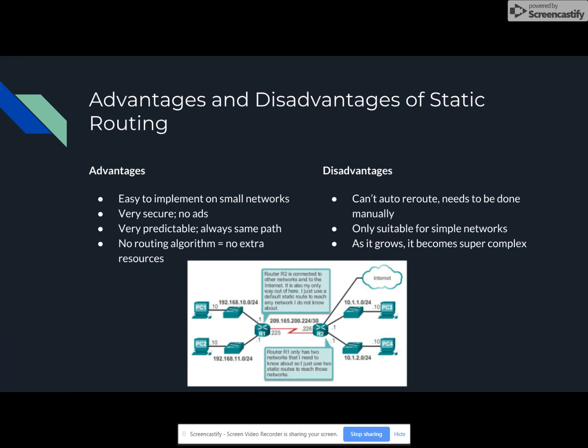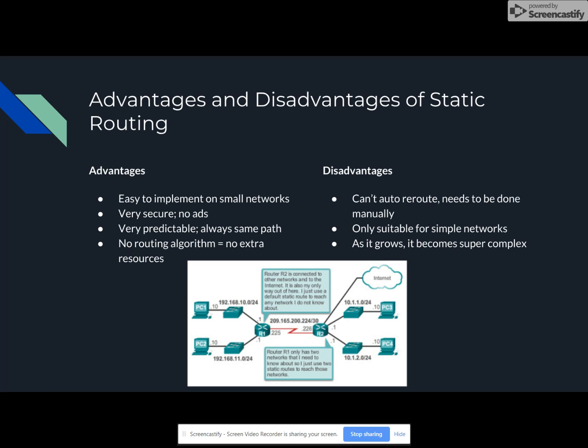And since there's no routing algorithm or protocol that's used, it doesn't need to use any extra resources like CPU and memory. But some of the disadvantages are that it can't reroute if something goes wrong. Like what Kobe said, if there's a node missing, then you have to reconfigure things manually so that the packets can go to the destination. It's only really suitable for simple networks. With bigger and more complex networks, it's not really very useful because there are so many other possibilities of things that can go wrong or routes to take.